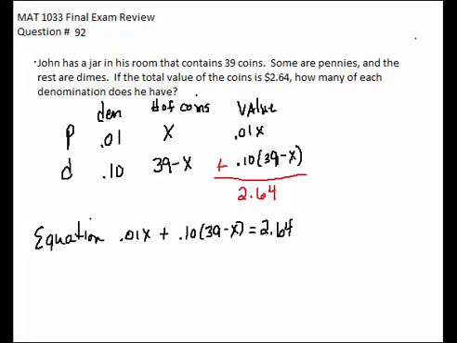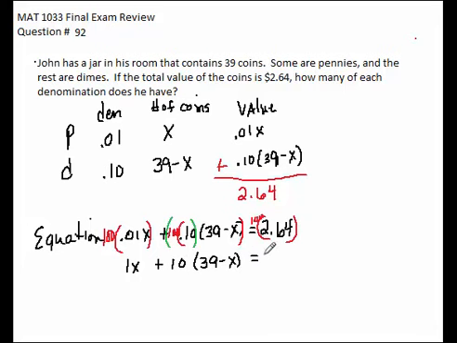We end up with an equation containing decimal numbers, so we're going to multiply through by 100. Each one of the terms in the equation would be multiplied by 100. Don't forget to multiply all terms on both sides by 100. We would end up with 1x here, plus, now we're going to use the associative property of multiplication. We're going to associate the 100 and the 0.10. So we would end up with 10 to distribute over the 39 minus x, and then of course 100 times 2.64 is 264. Okay, let's distribute. So we've got 390 minus 10x is equal to 264.